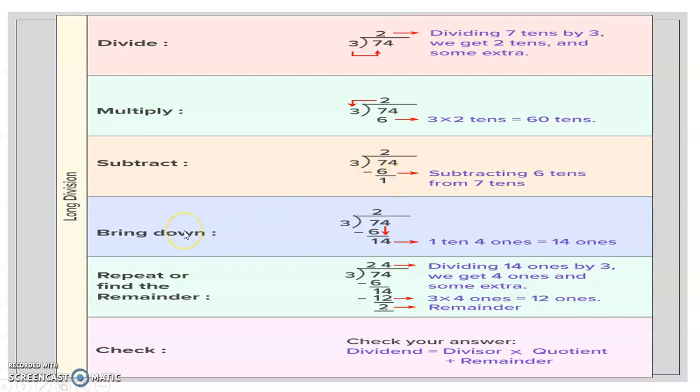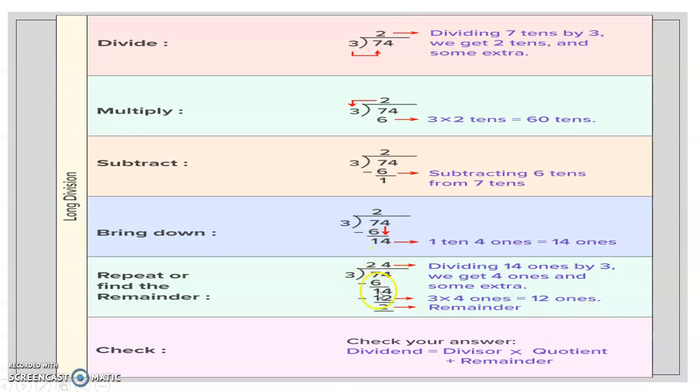The next step is to bring down. I'll bring down the next number, which is 4. So 4 comes down, so it becomes 14. Next is to repeat. Now we are repeating this. 14 divided by 3 is what? 4. So we have 4 there.